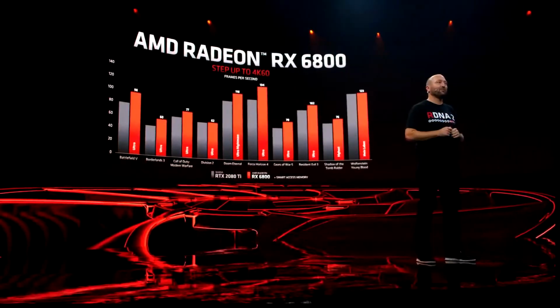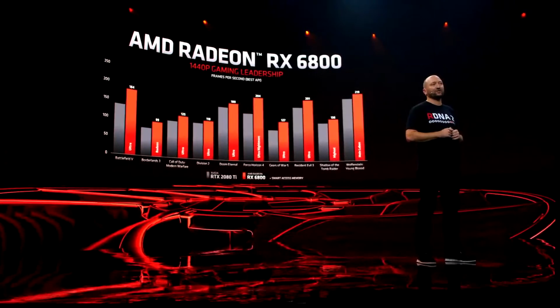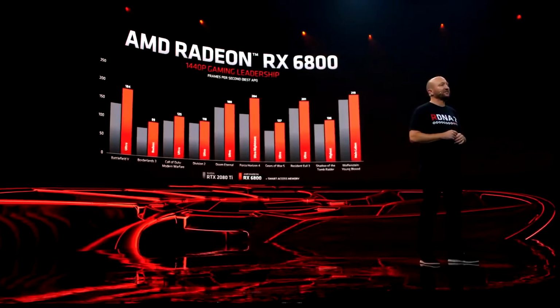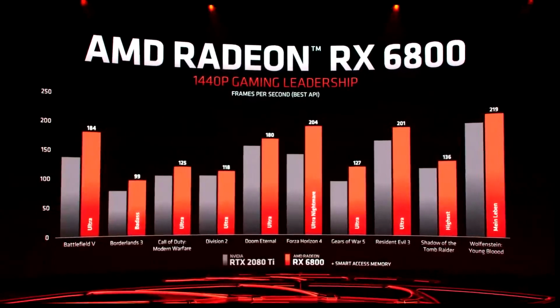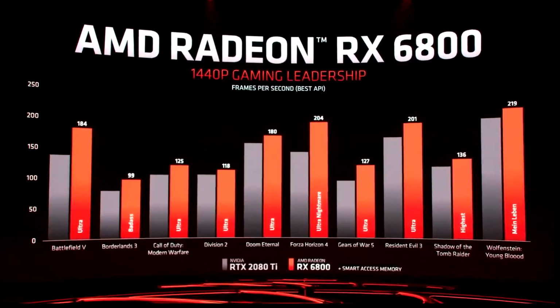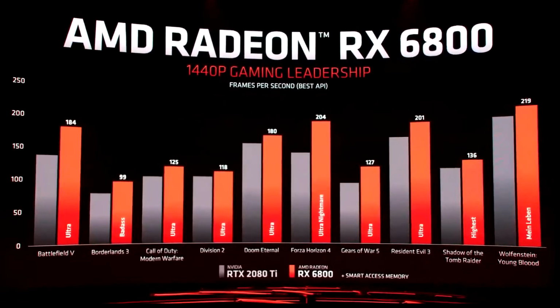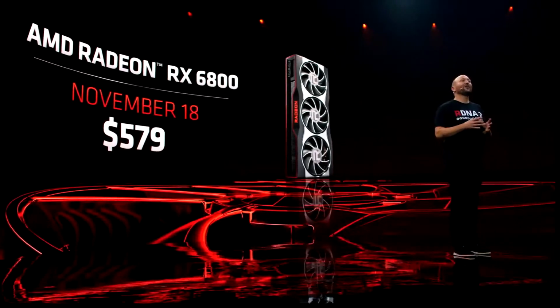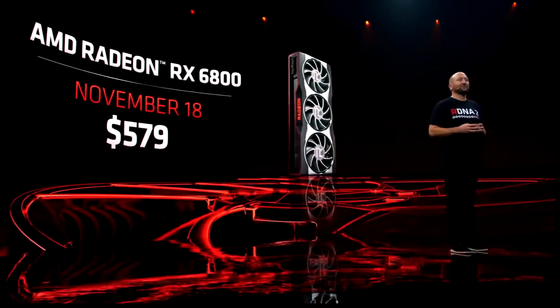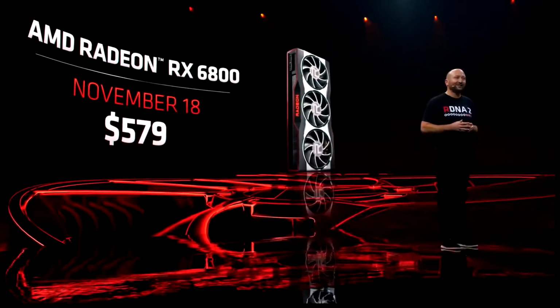That same great performance extends to 1440p resolution, where the RX 6800 tears through the latest games, delivering about 18% more performance than the 2080 Ti on average. The Radeon RX 6800 will be available to gamers starting at a price of $579 on November 18th. Now, let's bring back Lisa to wrap things up.